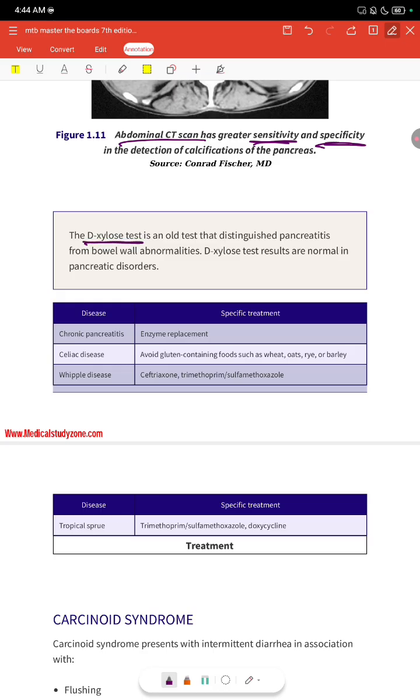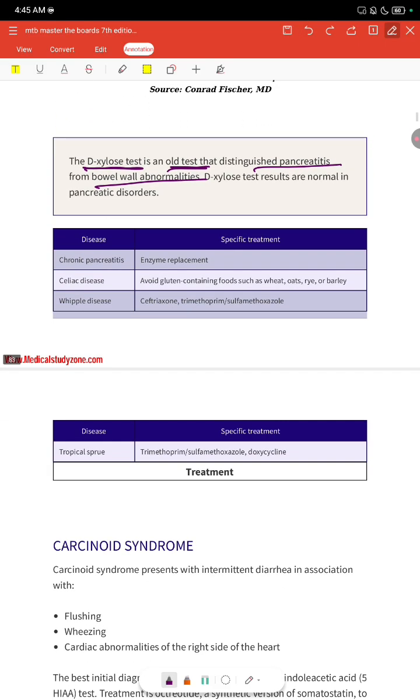The D-xylose test is an old test that distinguished pancreatitis from bowel wall abnormalities. D-xylose test results are normal in pancreatic disorders. It was just used back in the days to distinguish between pancreatitis and bowel wall abnormalities. This is all you need to remember.